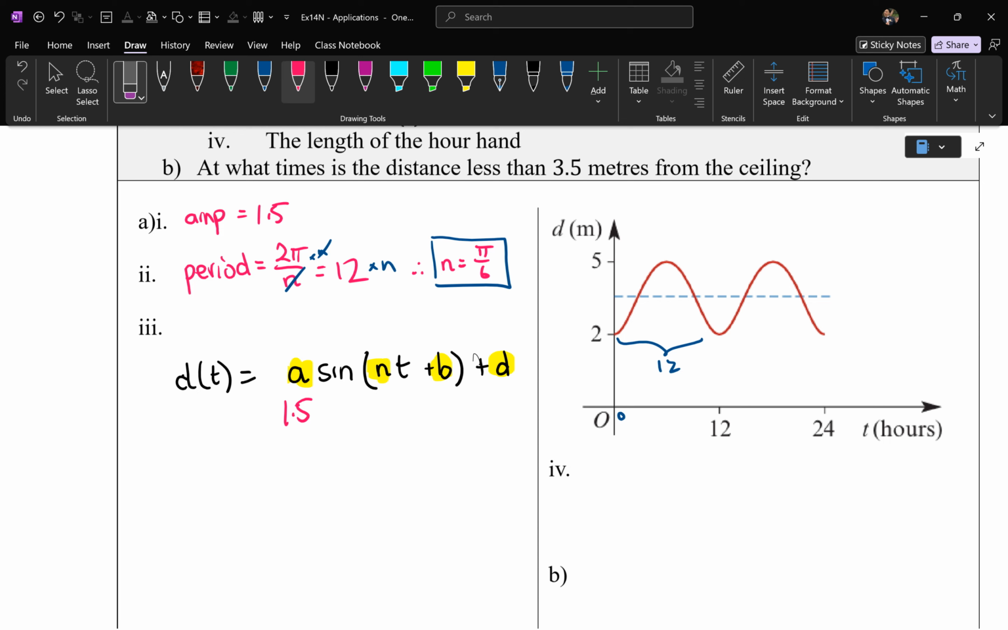What else do we know? n is pi on 6. All right, so we take that. So a is 1.5, n is pi on 6. What else do we know? d is not 2. Why 3.5?